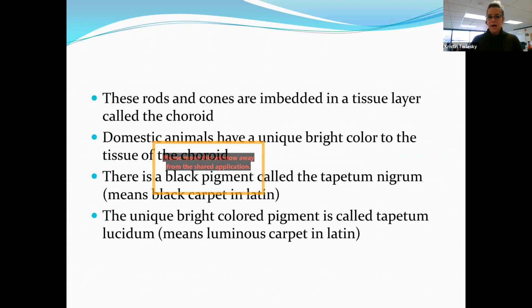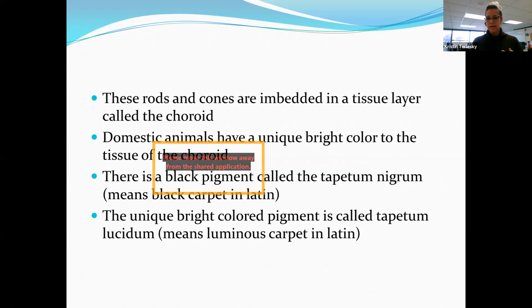All right, so just envisioning this, we've got our rods and cones in that retina. They're embedded in what they call choroid tissue. The choroid tissue is important because animals are a little bit different than us, especially nocturnal animals, as far as what's in their choroid. There are two different types of pigments in there: tapetum nigrum and tapetum lucidum. Those are the two pigments inside that choroid that hold those rods and cones.